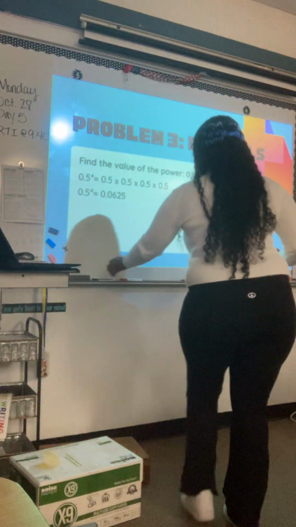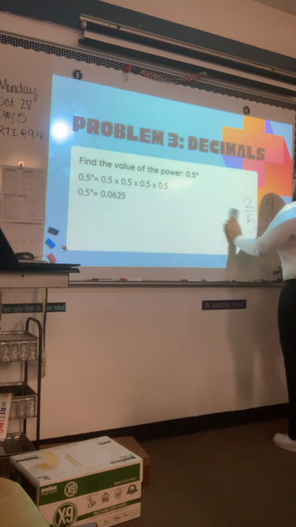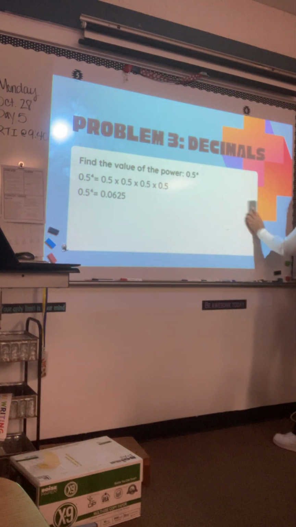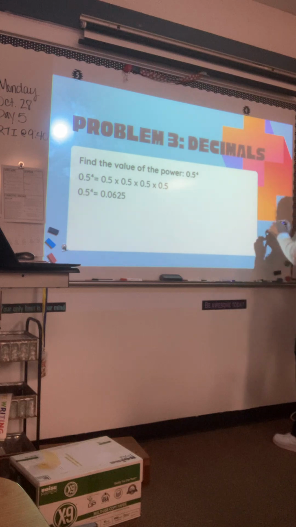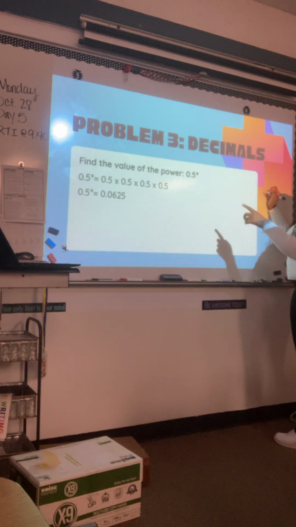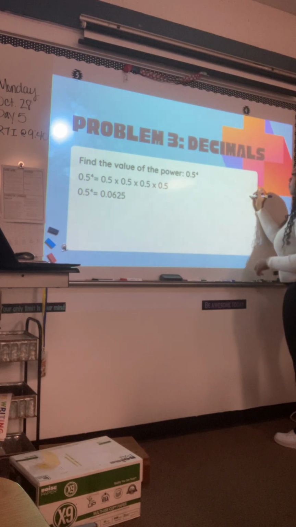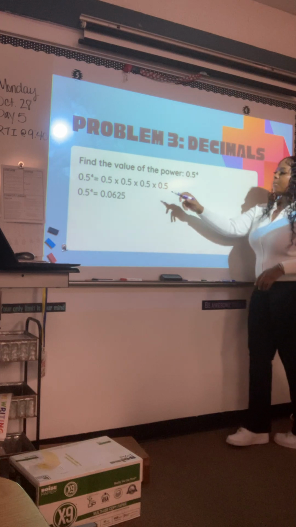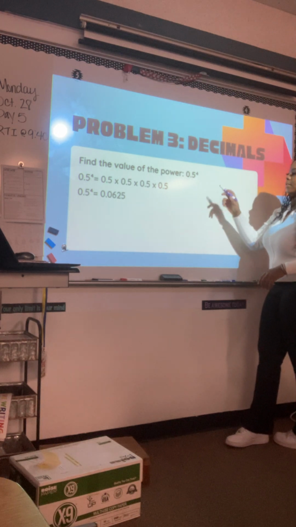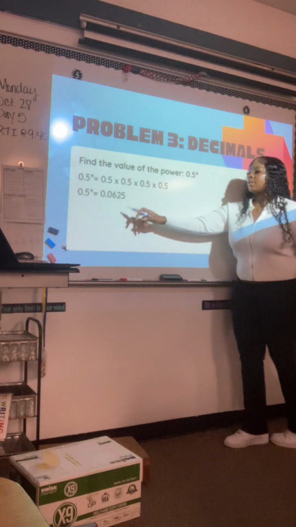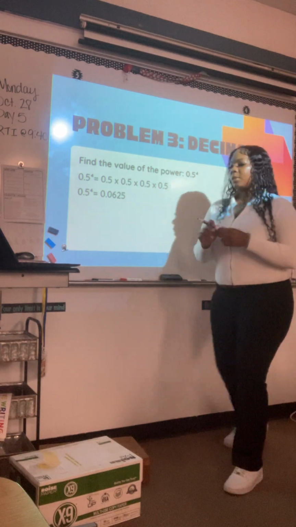And now with decimals. So with decimals, you have to be careful because you have to make sure your multiplication is right. So 0.5 raised to the 4th power. So again, it's just 0.5 times 0.5 times 0.5 times 0.5, and you got 0.0625.